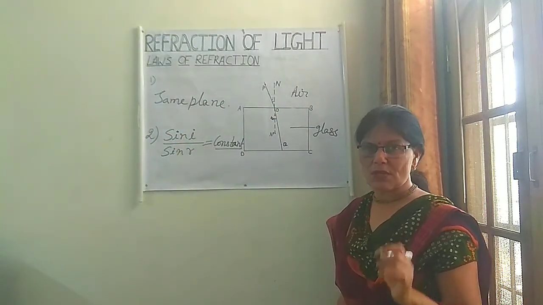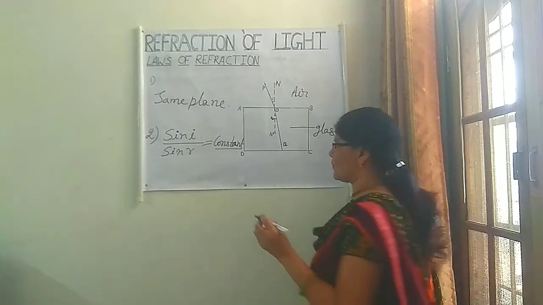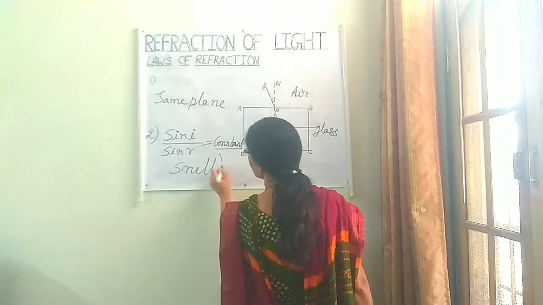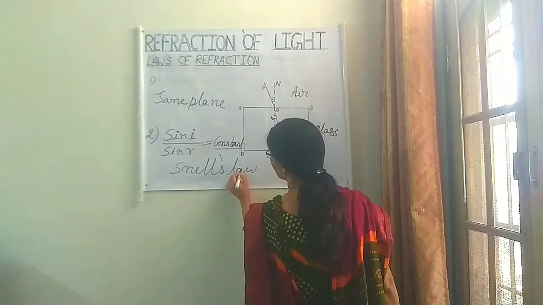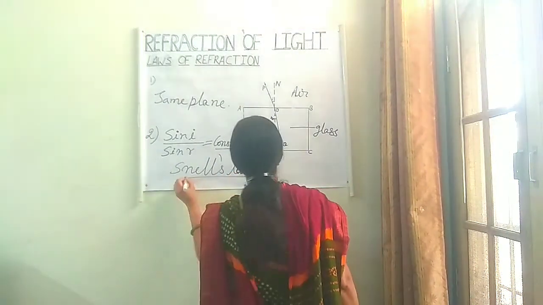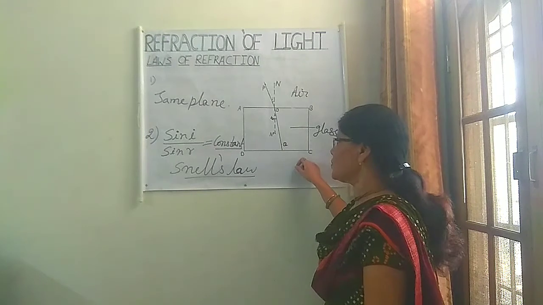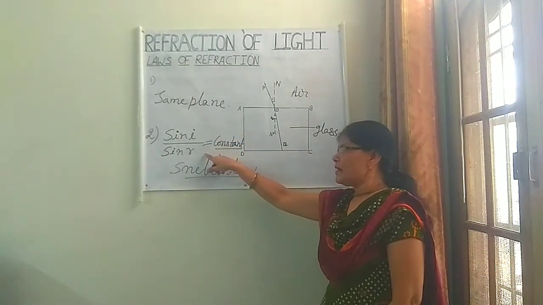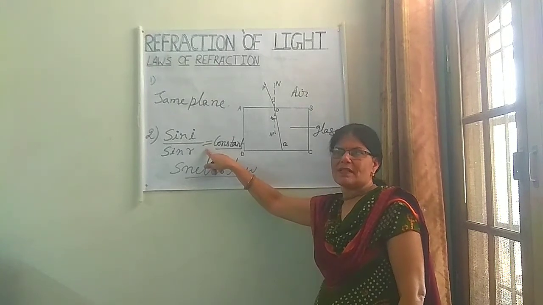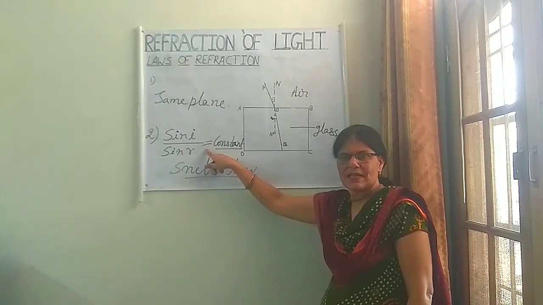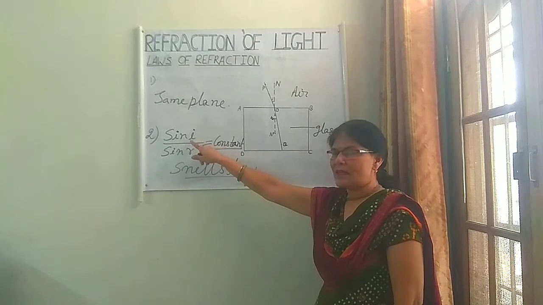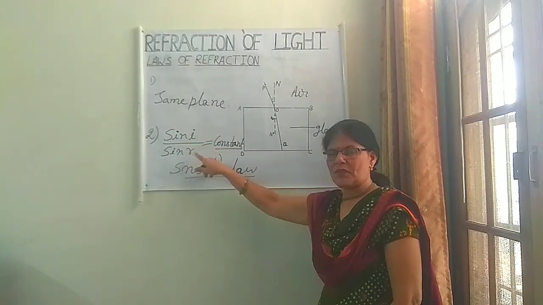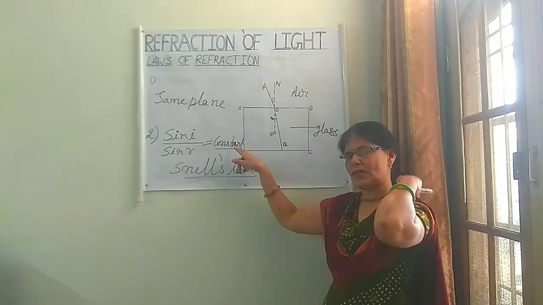This law is also called Snell's law. Sine theta, cos theta, tan theta, all this you have done in maths also. So this is the ratio of the sine of angle I to the sine of angle R. This ratio should be a constant.